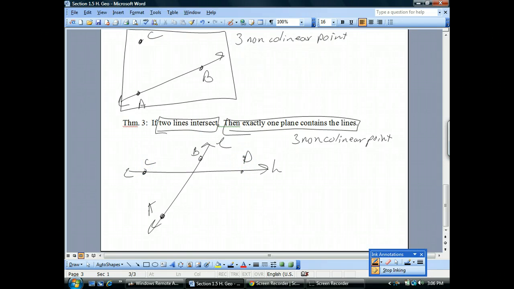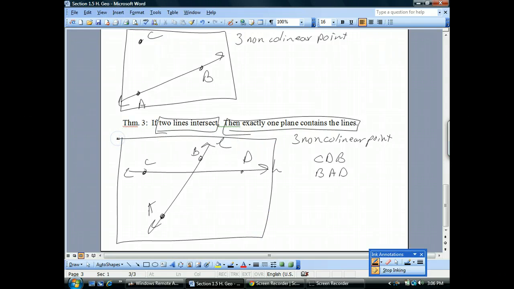So in this picture, are there three non-collinear points? Yes, there are. I could say C, D, B are three non-collinear points. I could say B, A, D are three non-collinear points. And so if I have three non-collinear points, then there's exactly one plane. So all of this is in exactly one plane.